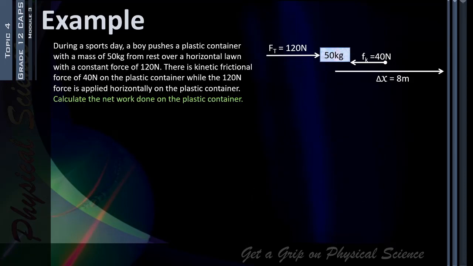During a sports day, a boy pushes a plastic container with a mass of 50 kg from rest over a horizontal lawn with a constant force of 120 Newton. There is a kinetic frictional force of 40 Newton on the plastic container, while the 120 Newton force is applied horizontally on the plastic container. Calculate the net work done on the container.